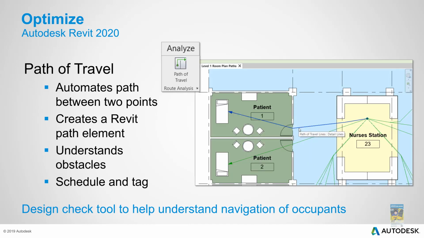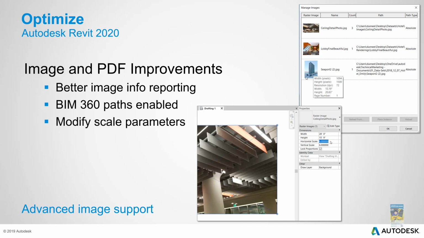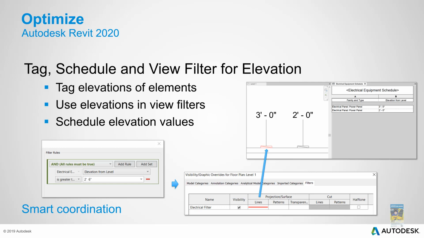We have Path of Travel that automatically draws the path between 2 points. It creates an entity and you can look at the metadata of that entity, and it understands specific obstacles as well, and then you can schedule and tag that data if you need to. You have image and PDF improvements as well, which I didn't list, but it's just really something about looking at more of the information that's coming out of the image file. Here we're talking about the tagging of an entity and using a filter tool that adjusts for the elevation of the object.